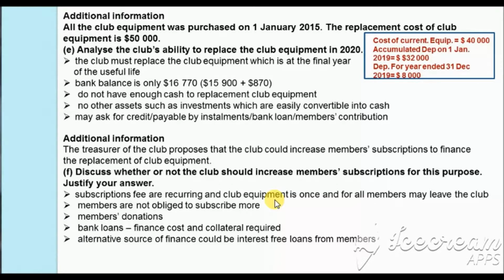So instead of doing that, what they can do is they can take the other ways of long-term finances, which can be here, as I've already mentioned, the bank loan. But they can't go for a bank loan because a bank loan requires a collateral or a security, and they don't have any assets, that is any non-current assets, which can be used as a collateral or security.